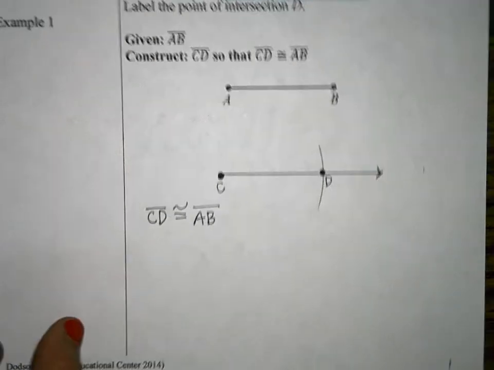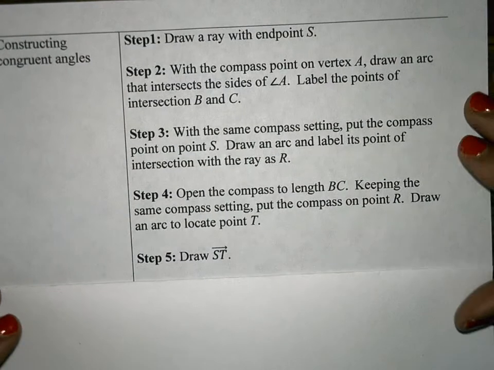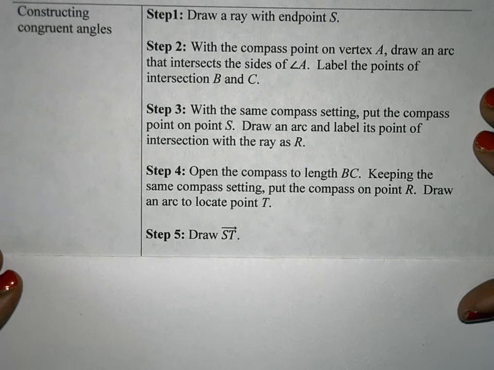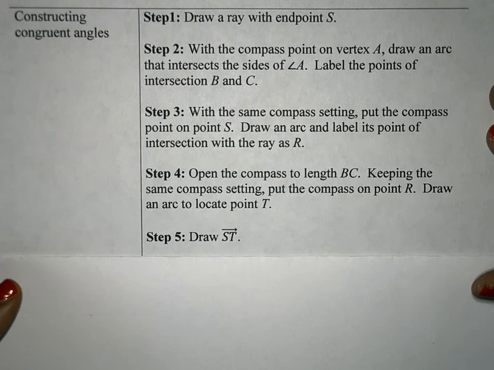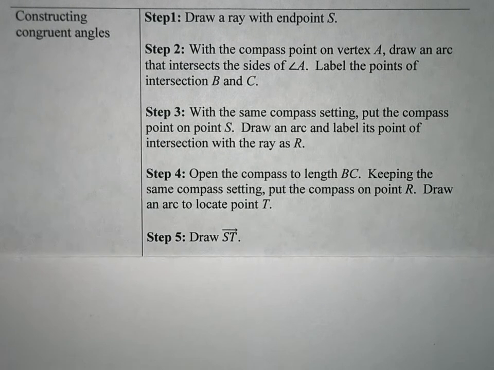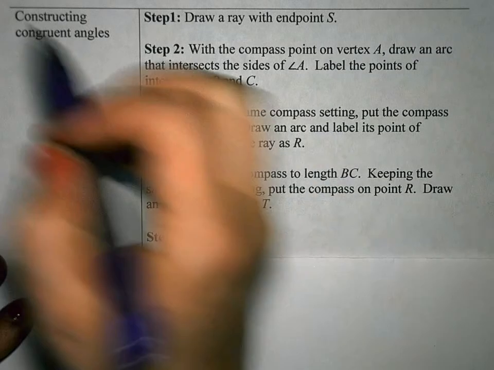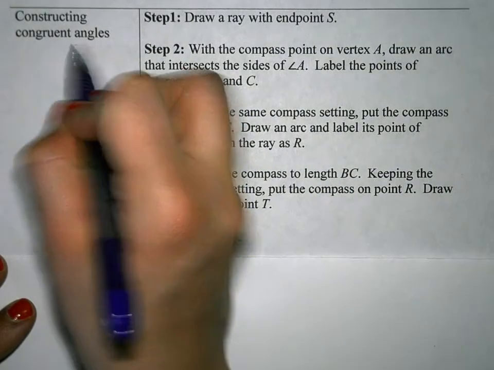The second construction we are going to do is we are going to construct congruent angles. Now this has a little bit more steps, so make sure that you pause the video so you have enough time. So this time I'm going to give you an angle, and you're going to create an angle that is congruent to the given one. So step one. So this time we're constructing congruent angles.